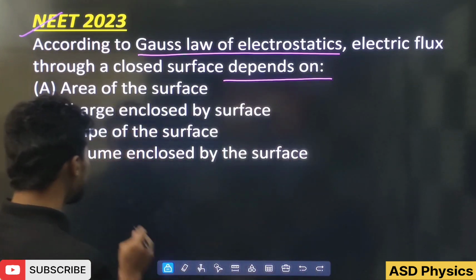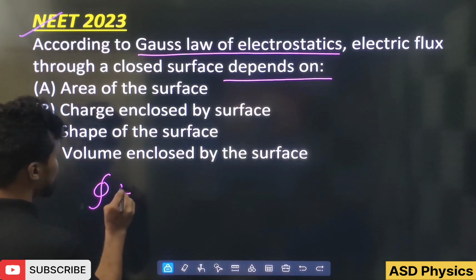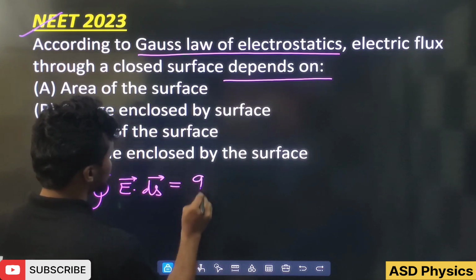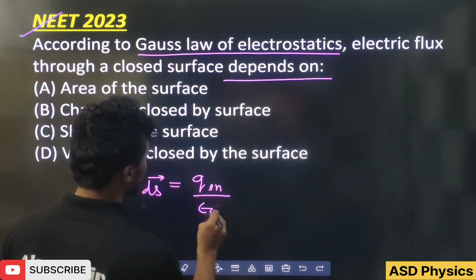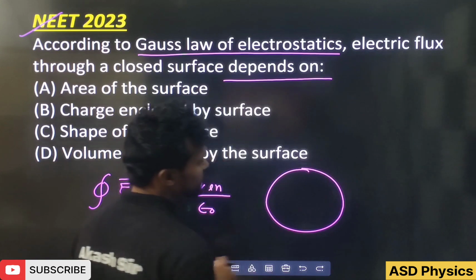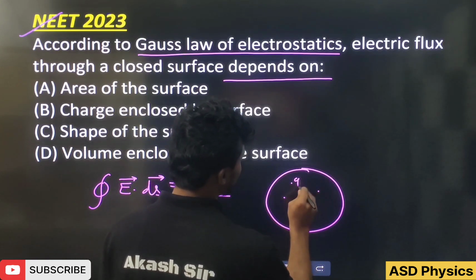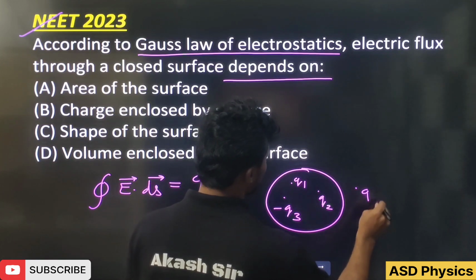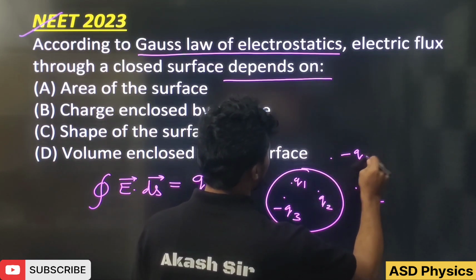Very basic question is there. We'll just write here the Gauss law expression. Closed integration E.ds is equal to charge enclosed by epsilon naught. And here if I draw one Gaussian surface, some charge is there. Let's take Q1, Q2, minus Q3, and outside let's take Q4 and minus Q5.